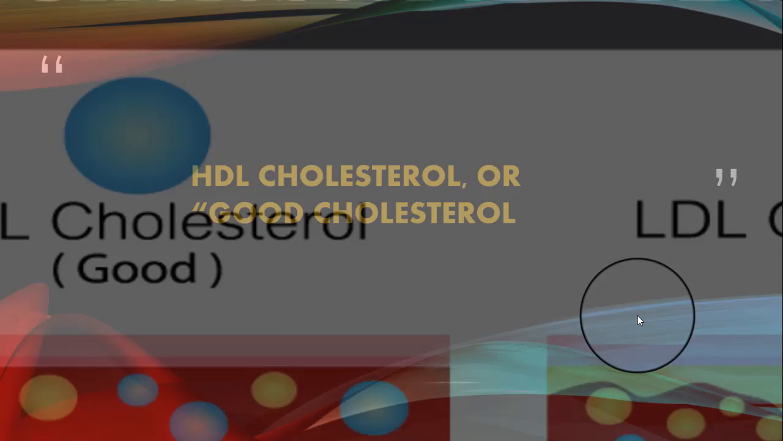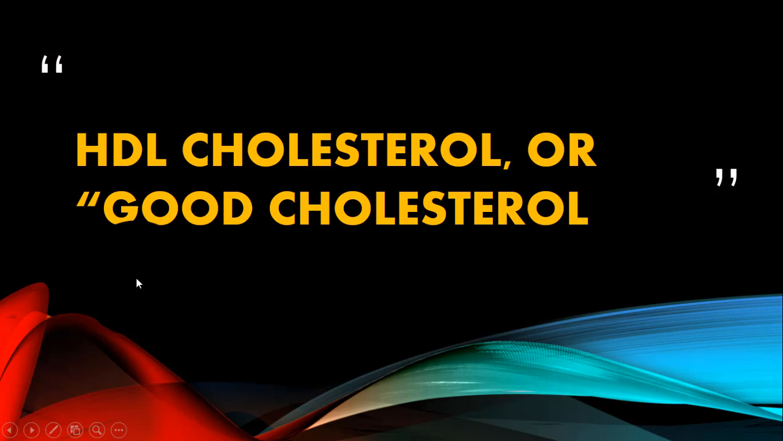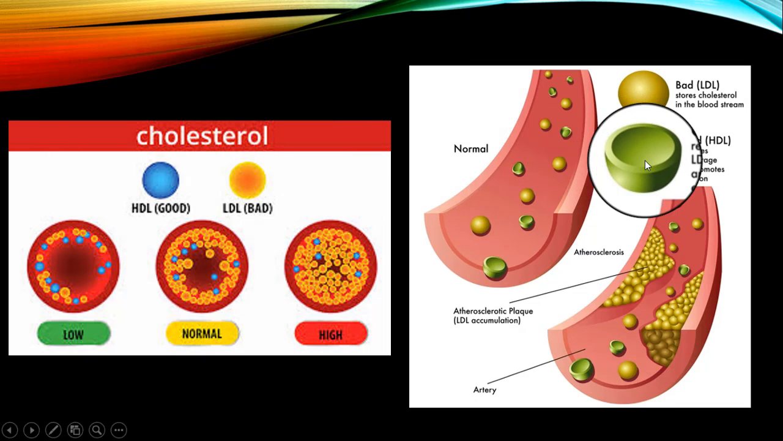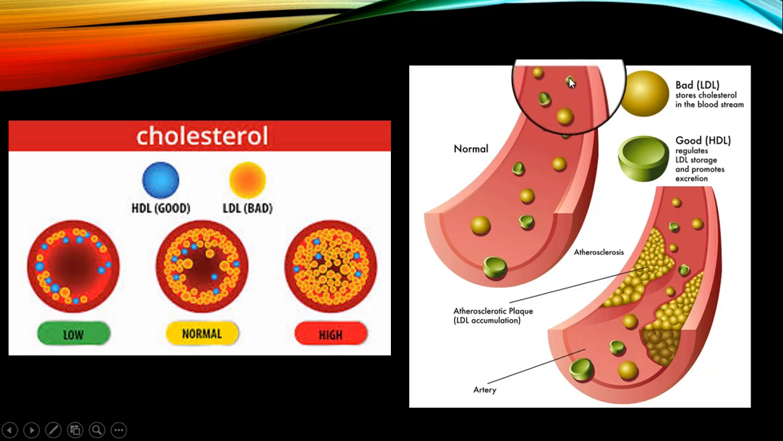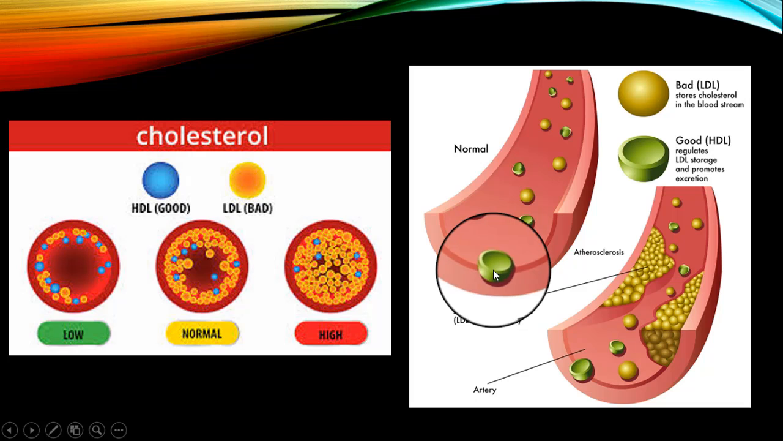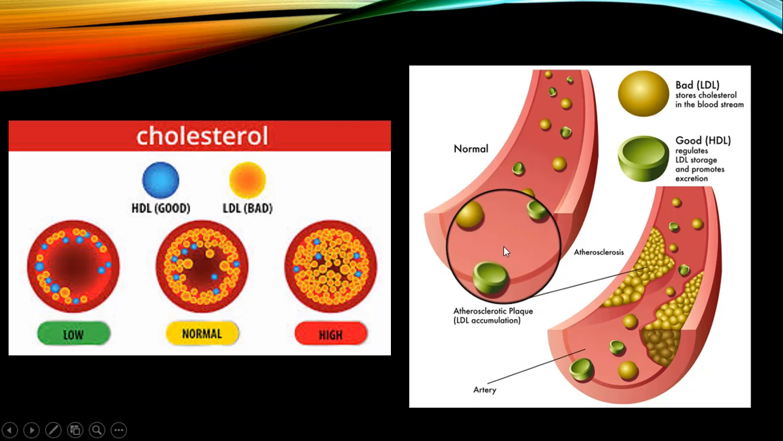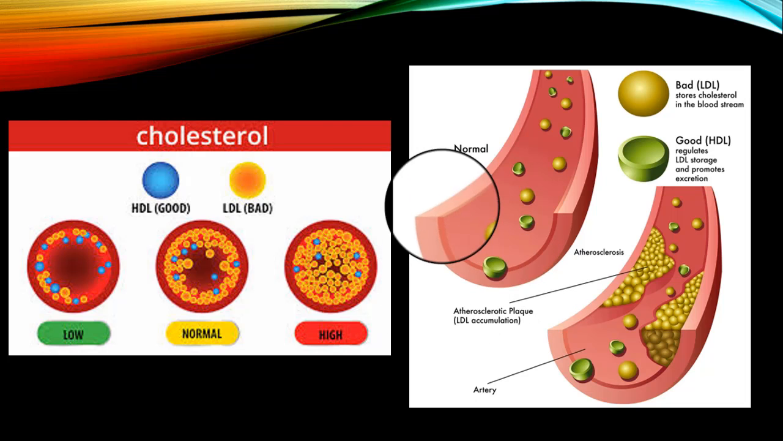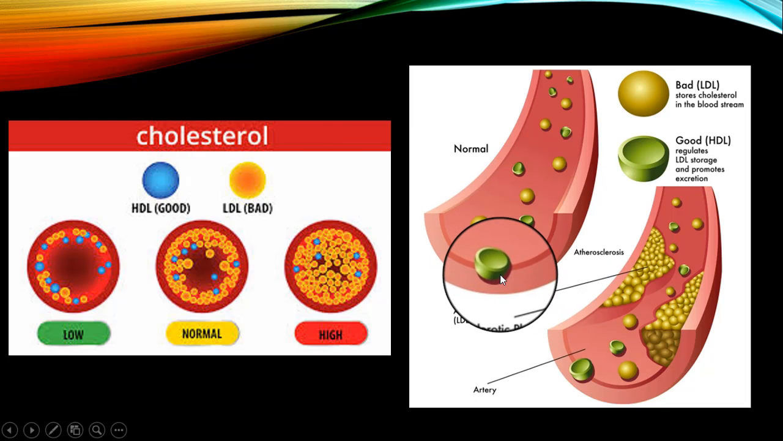Now next we'll talk about what is HDL cholesterol, or good cholesterol. High-density lipoprotein is sometimes called good cholesterol, and it is good for your body. It helps return LDL cholesterol to your liver to be removed from your body. This helps prevent cholesterol plaque from building up in your arteries. When you have healthy levels of HDL cholesterol, it can help lower your risk of blood clots, heart disease, and stroke. So this was all about good cholesterol, or HDL cholesterol.